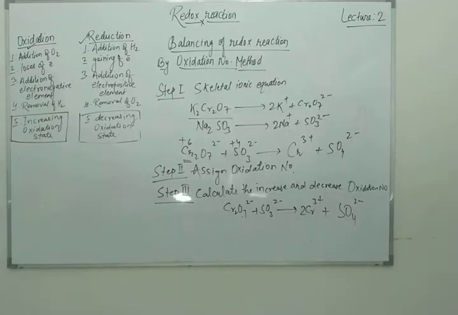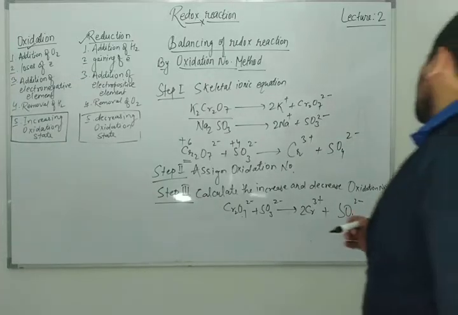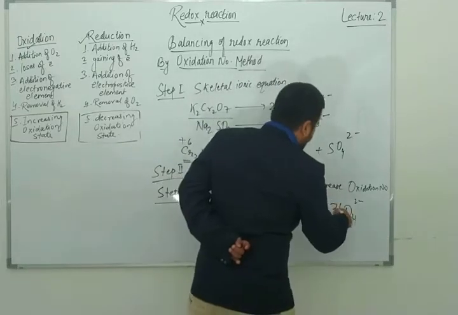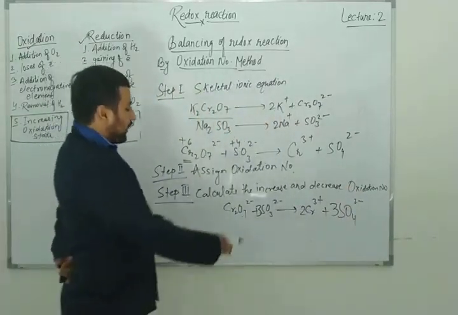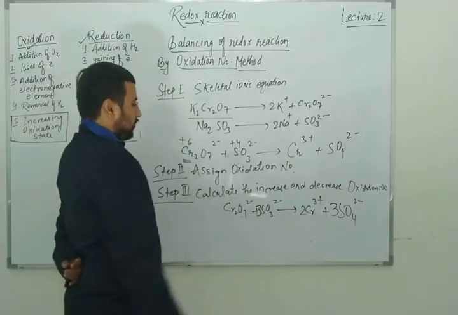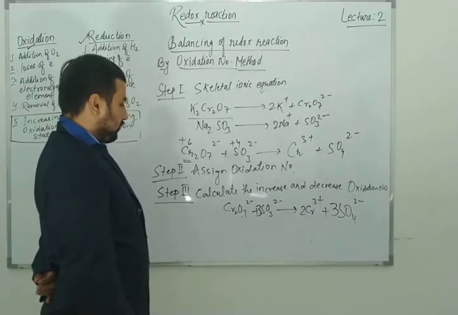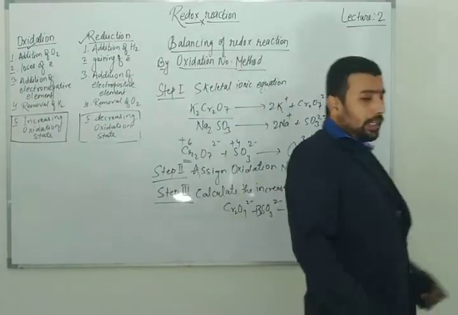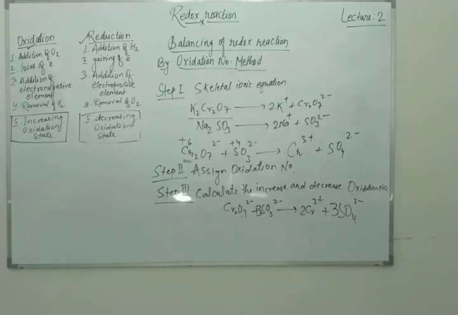So what will you do? You have to write 3 on the sulfite side and 3 on the sulfate side. Here 3SO3 and here 3SO4. Now you can see, 3 3s are 9 and 7, 16, right? You can just calculate what will happen here. I am telling you what will happen, as we have increased and decreased the oxidation number on the left side and right side.